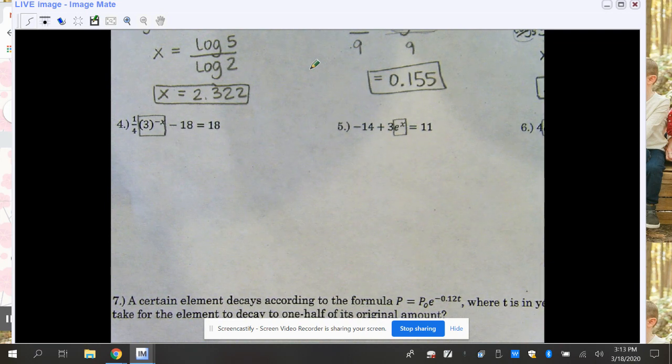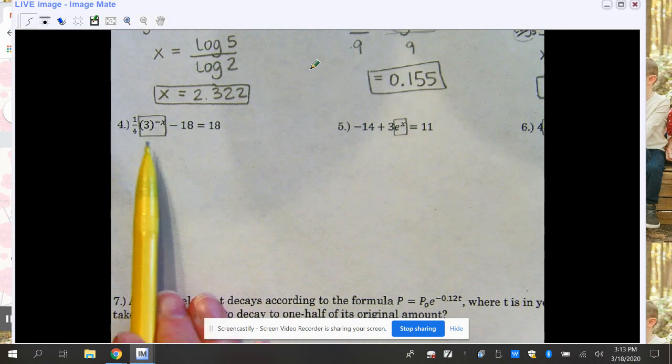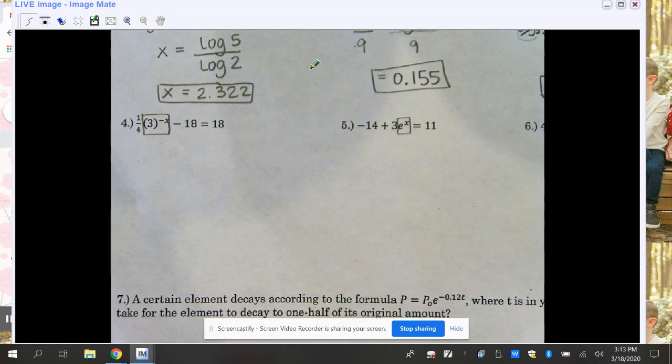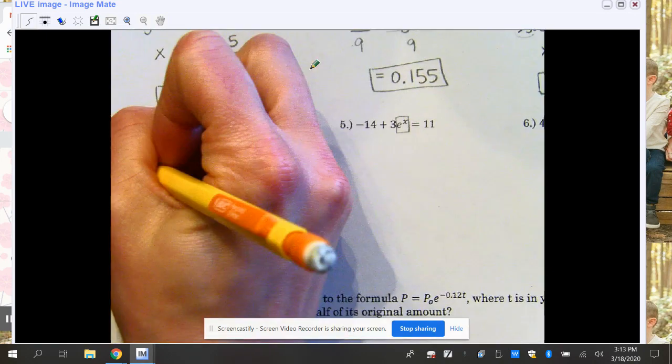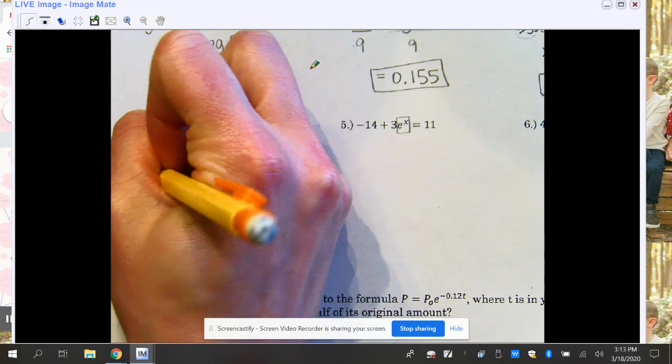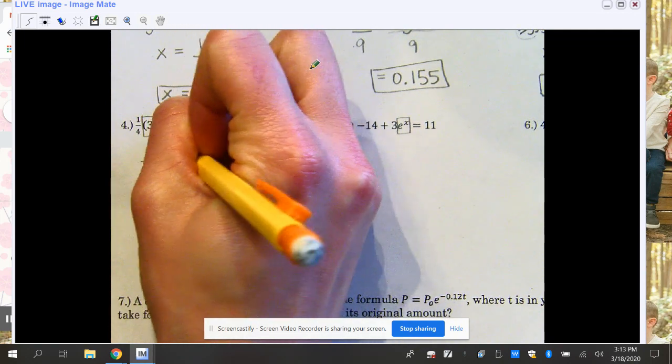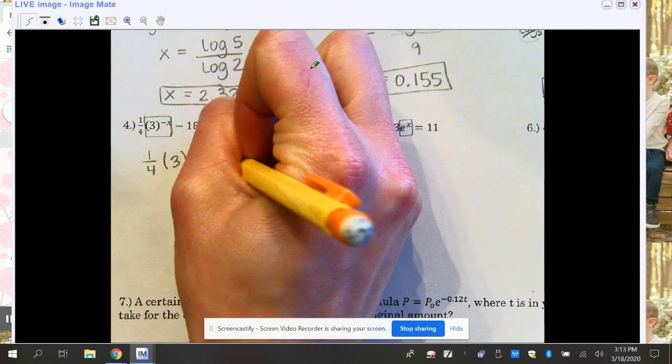All right, let's see how we did. Okay, so this is what we need to get by itself. Normal rules of solving equations apply. So the first thing I'm going to do is add 18 to both sides. So I've got 1/4 times 3 to the negative x equals 36.